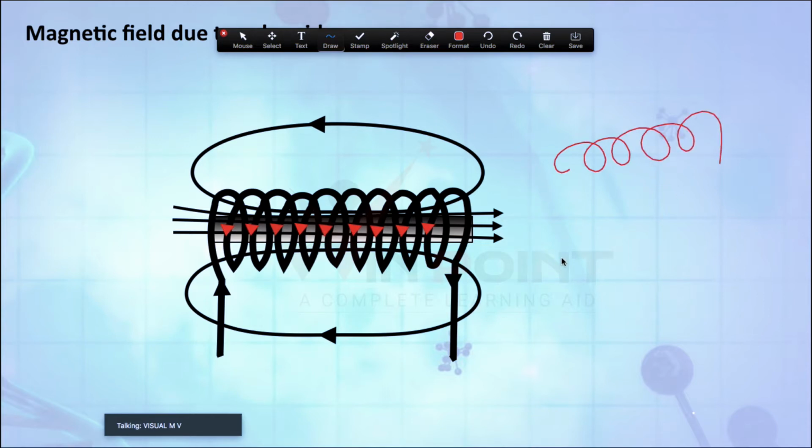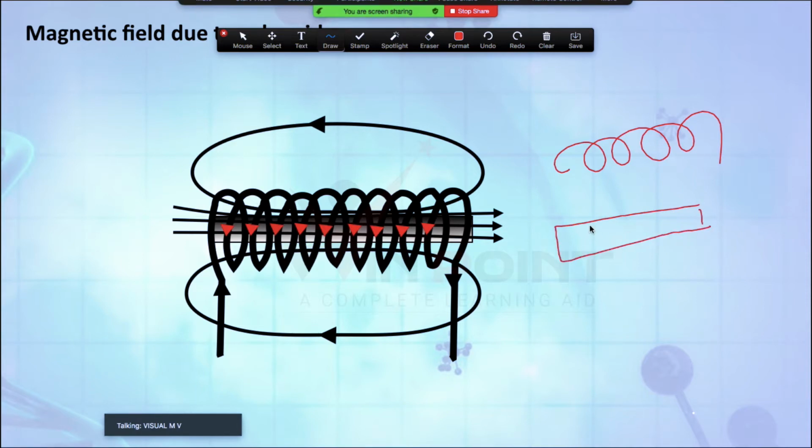I can also draw this solenoid in this manner. This is also a solenoid; the other side we are not seeing. This is the side view.